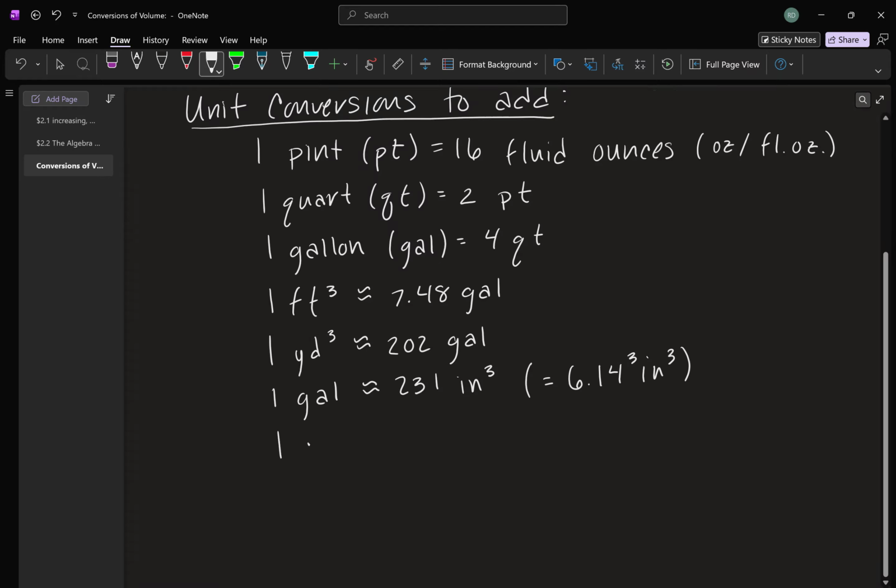We have 1 centimeter cubed equals 1 milliliter. And that one's like a really important one. We use this to convert between length and volume all the time. And 1 liter is approximately 1.06 quarts.